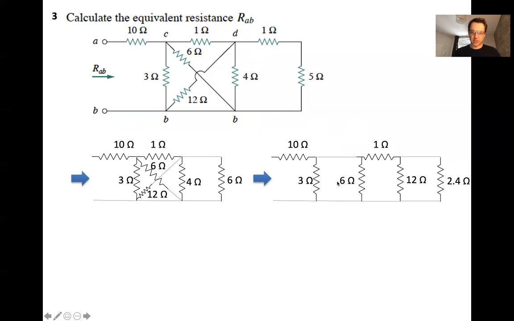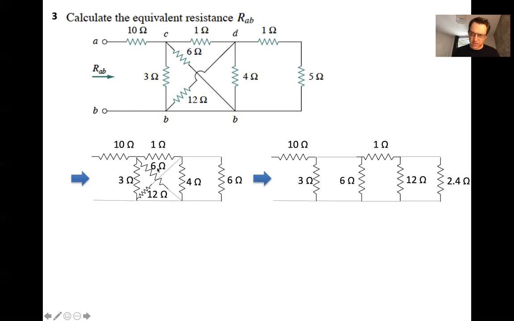So here's the big step, right? So notice that the 6 and the 4, first of all, have been transformed to a 2.4. So that part is straightforward. We have these two resistors reduced to a 2.4. Now, the thing to look out for is what has happened to these two diagonal resistors.